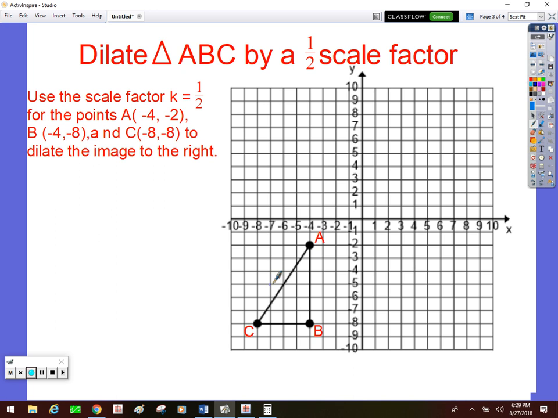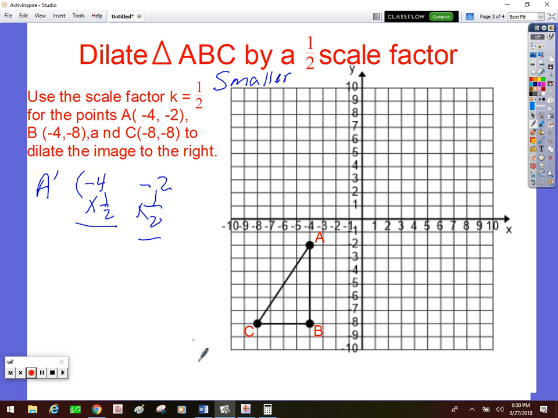Let's try one more. All right, this one's going to dilate triangle ABC by a scale factor of 1/2. I've given you the points again. So if you look at your scale factor of 1/2, it should get smaller because 1/2 is less than 1, right? Okay, so we got A prime. We're going to say negative 4 times 1/2, and then we'll do negative 2 times 1/2.